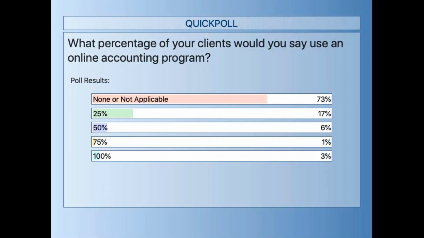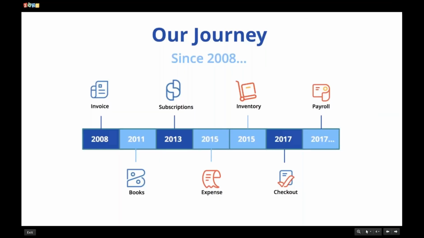Diraj, we have 73% of folks on the call who have either none or it's not applicable to them. 17% of the people on the call are at up to 25%, 6% are at up to 50%, 75% is represented at 1%, and we get 3% on the call that have 100% of their clients in an online accounting program. Okay, thank you so much for that, Merlin.